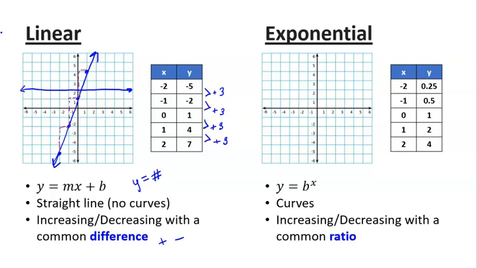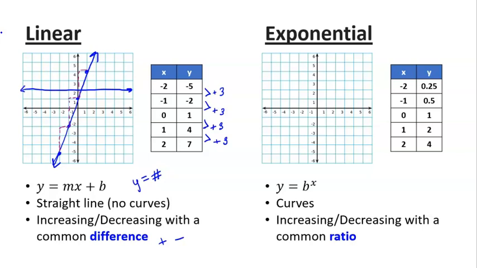Now, the only one that's kind of tricky are the vertical lines. So with vertical lines, yes, they are straight lines, but technically they're not going to be considered functions because we have repeating x values, and it doesn't pass the vertical line test because it is a vertical line. So with vertical lines, that's a little bit different.